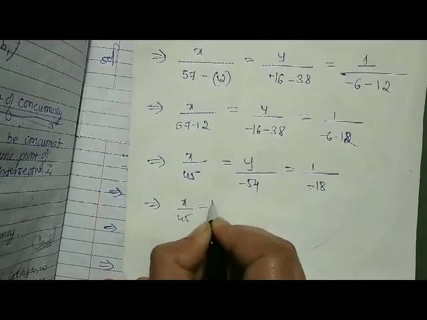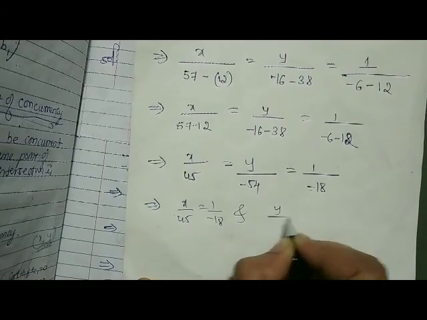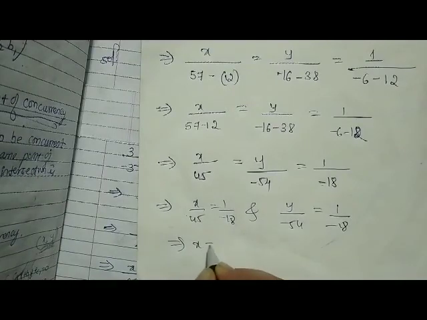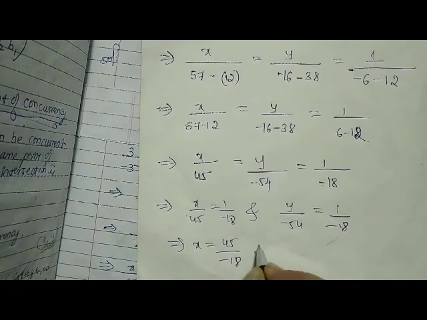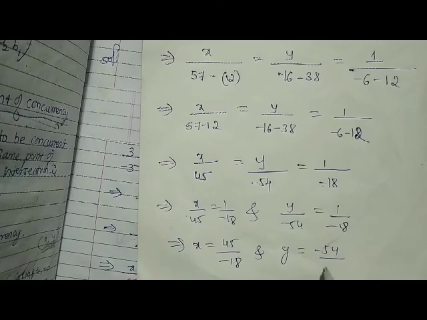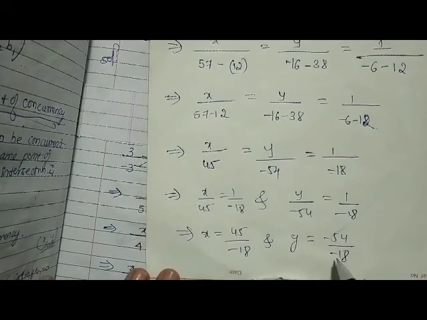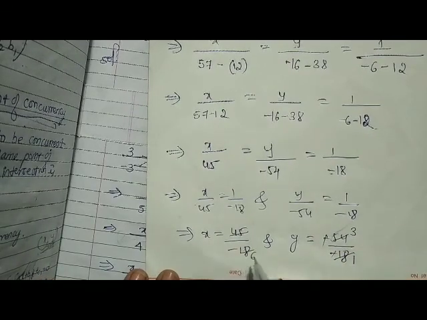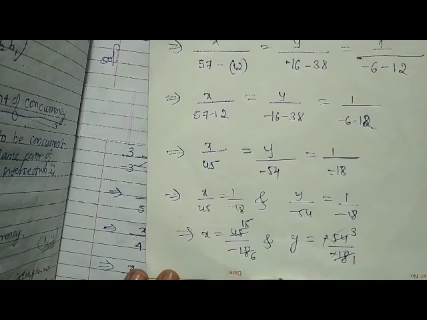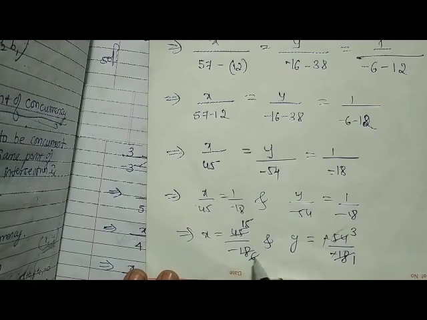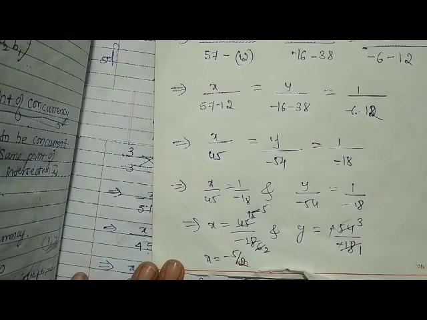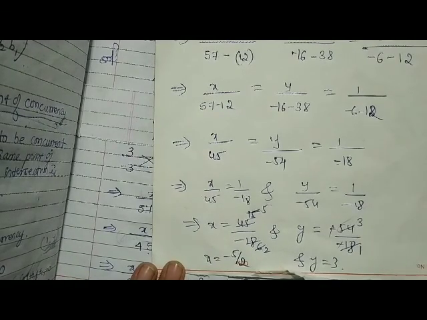X by 45 is equal to 1 by minus 18 and y by minus 54 is equal to 1 by minus 18. So x is equal to 45 by minus 18 and y is equal to minus 54 by minus 18. So minus minus will get cancelled. 18 ones are 18, 3 sixes are 18, 3 fifteens are 45, 3 twos are 6, 3 fives are 15. Therefore x is equal to minus 5 by 2 and y is equal to 3.